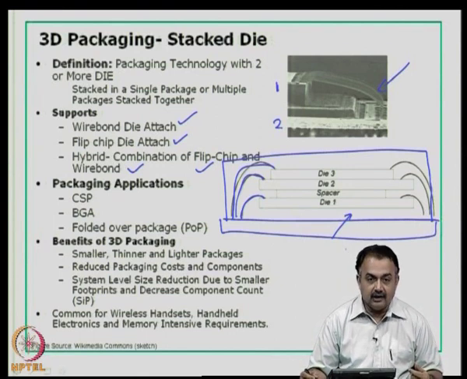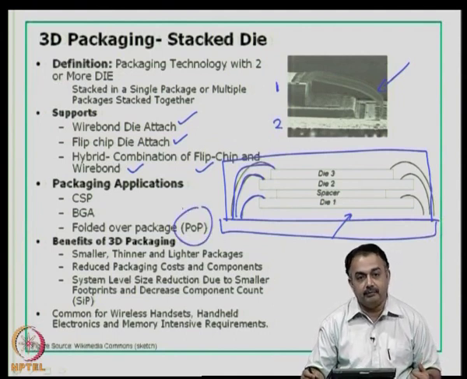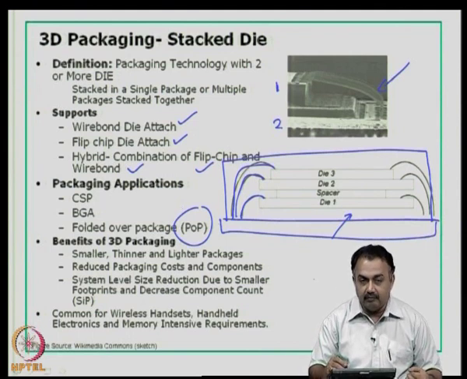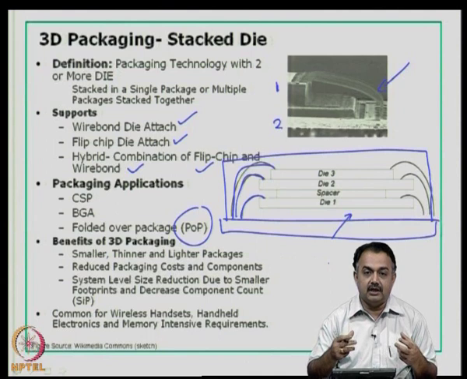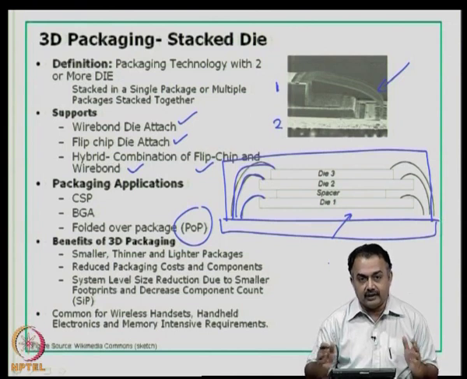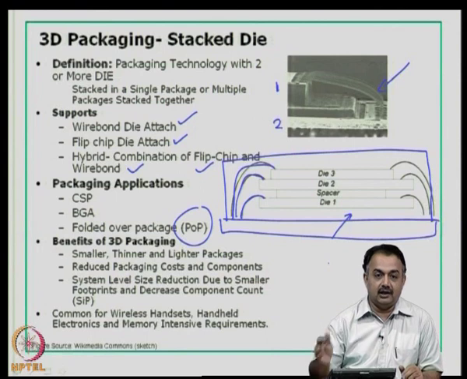Now, the application areas are, you could make a CSP out of it, you could make a multi-stack BGA out of it, or a new technology called package on package, POP, is now available, where you could mount already built 2 packages one on top of the other and establish a connection. These are all used to save space. These are used with high level of vertical integration.